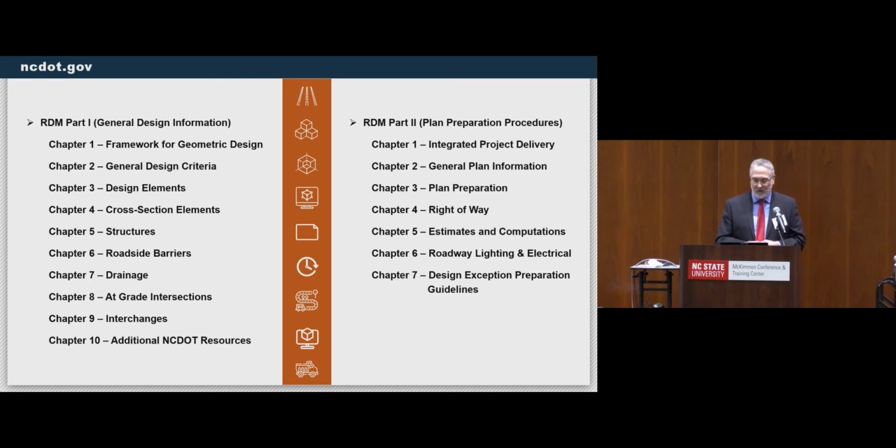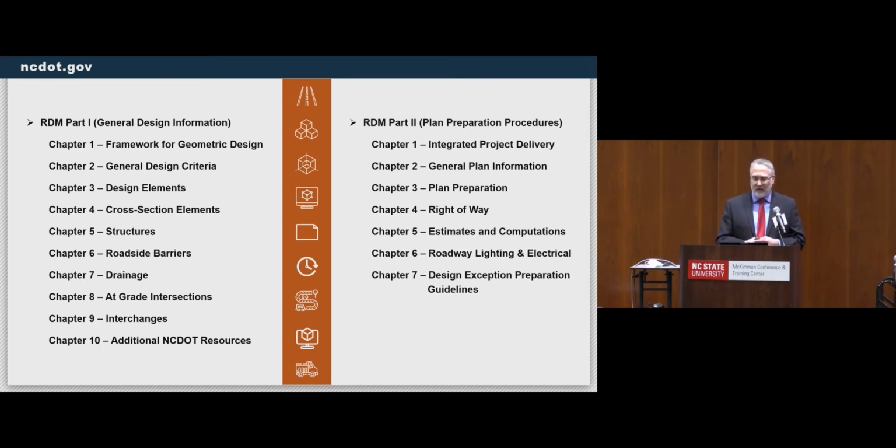Part 1 of the updated roadway design manual is very similar to the legacy roadway design manual, and some of the chapters should look very familiar to you. For instance, the structures, drainage, at-grade intersection, and interchange chapters are found in both the legacy roadway design manual and the new roadway design manual.